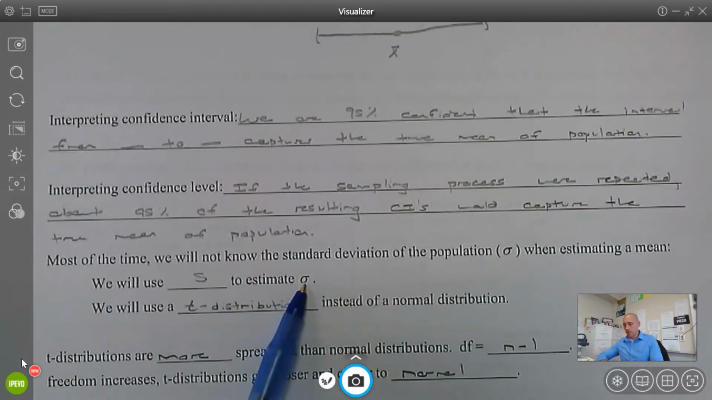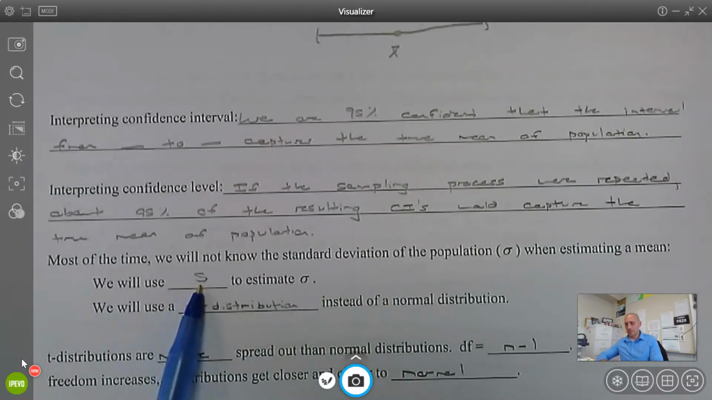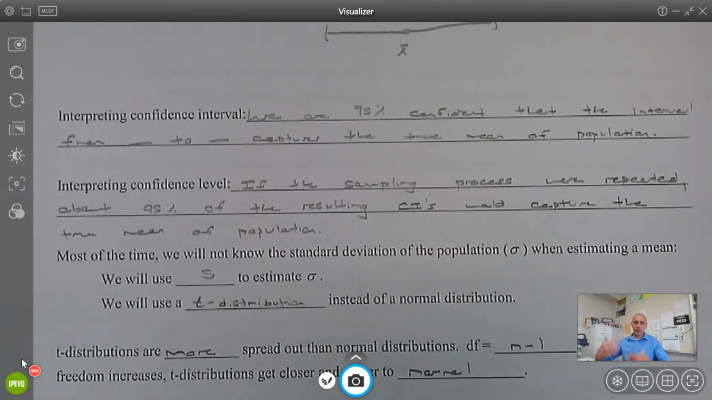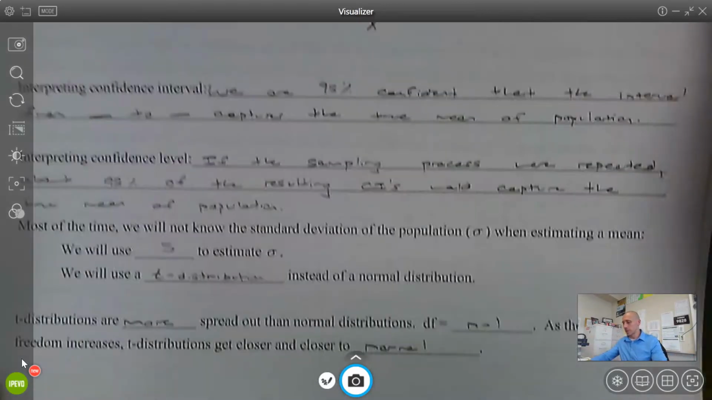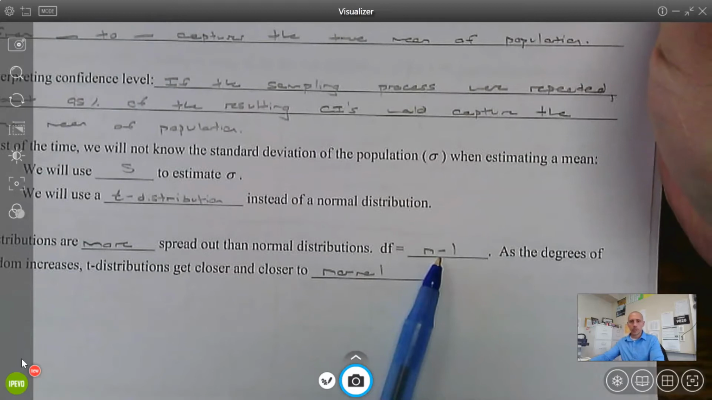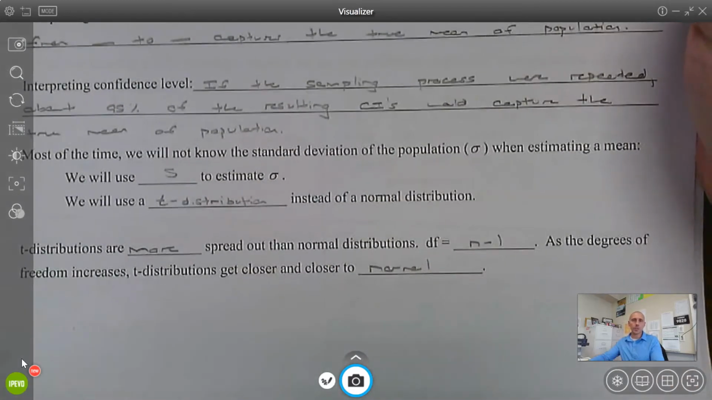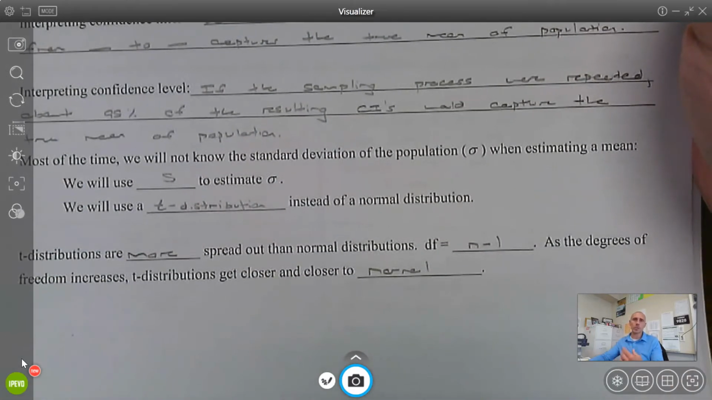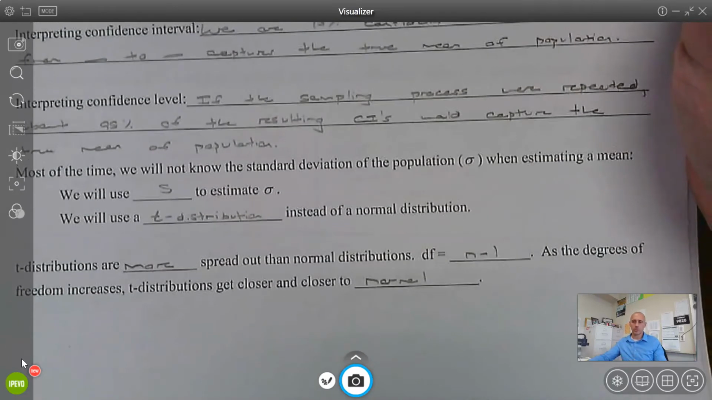Just a reminder, why are we using the t-distribution? We don't know the population standard deviation. We estimate it with the sample standard deviation. That creates extra variability. That's why we use the t-distribution. T-distributions are more variable. Their degrees of freedom are n minus 1. But we also know as the degrees of freedom increase, the shape of the t-distribution gets closer to a normal distribution shape.